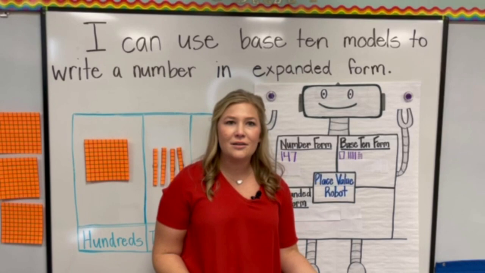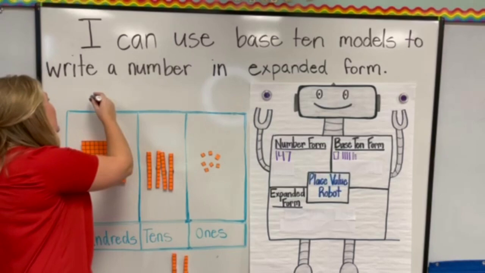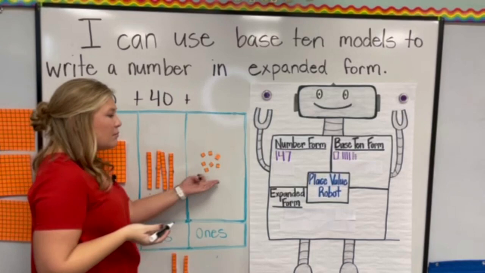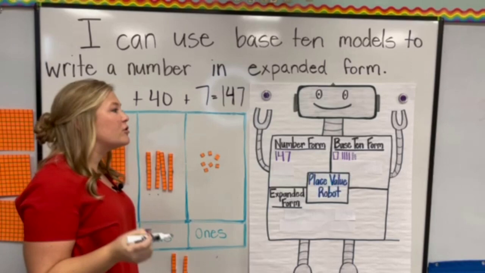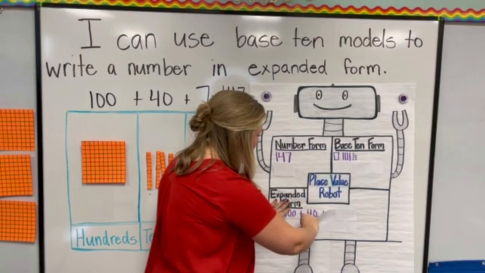Now the last spot is expanded form. So let's write 147 in expanded form. Right, I have 100 in my hundreds place. So I can write 100 plus my 4 tens. 4 tens we know is 10, 20, 30, 40, plus my seven ones. When I add my expanded form all together, I get my number in number form. Right? So 147. This way I can see all the values of the different numbers in this three-digit number. Now I have expanded form of 147 on my place value robot.